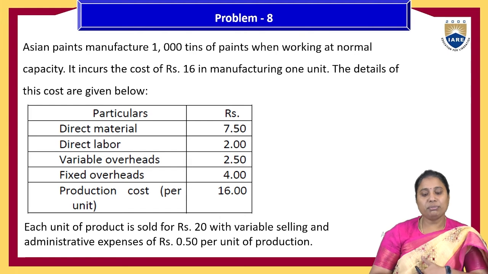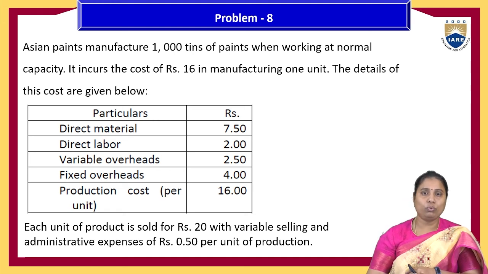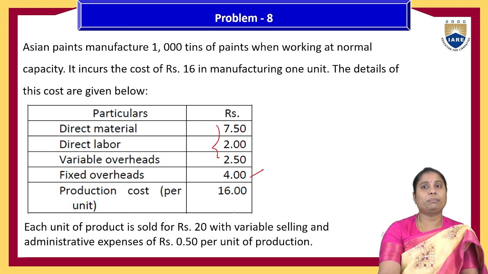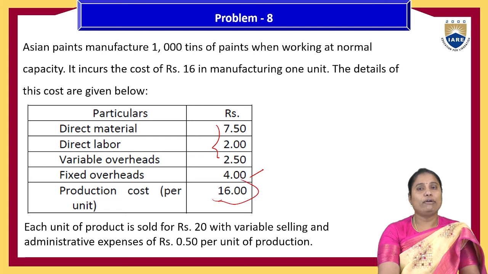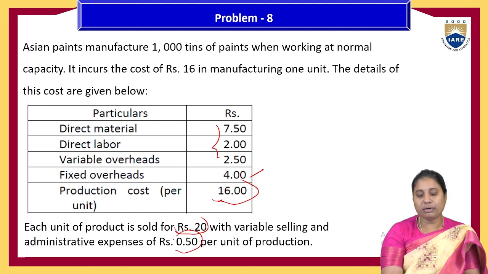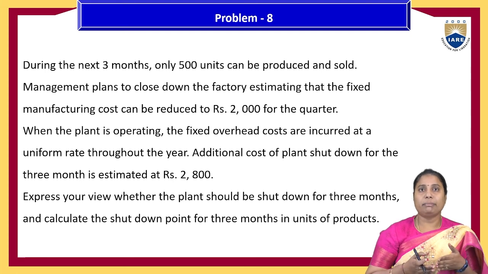So here the information provided is the cost expenditures: the variable costs, direct material cost, direct labor cost, variable overhead cost. The total cost, variable cost and fixed cost per unit, they have given, so that the production cost per unit is 16 rupees and the selling price per unit is 20 rupees, with variable selling and administrative expenses of 50 rupees per unit of production. During the 3 months, only 500 units can be produced and sold.